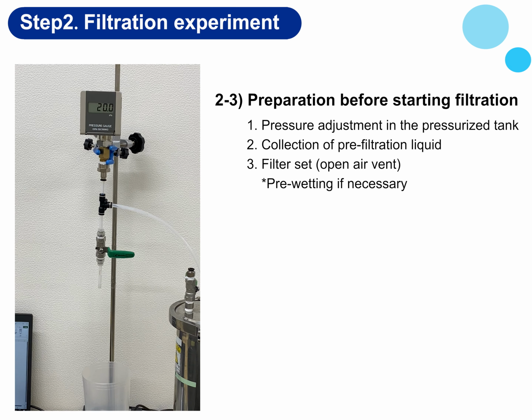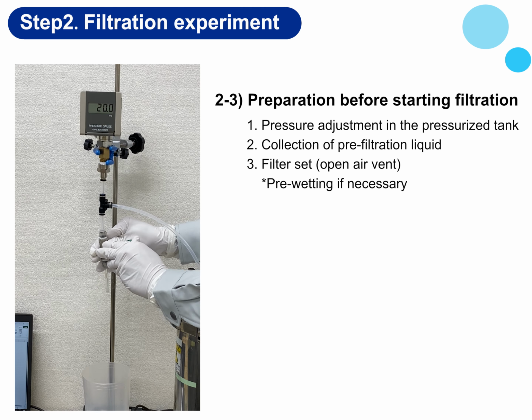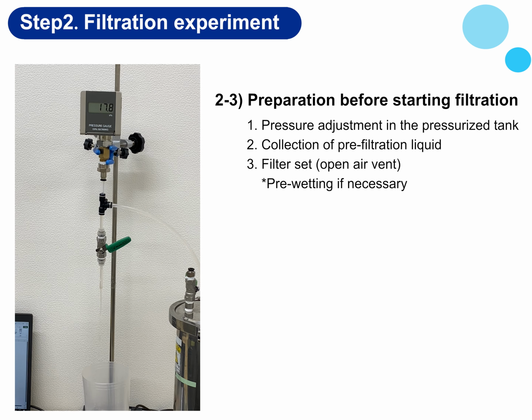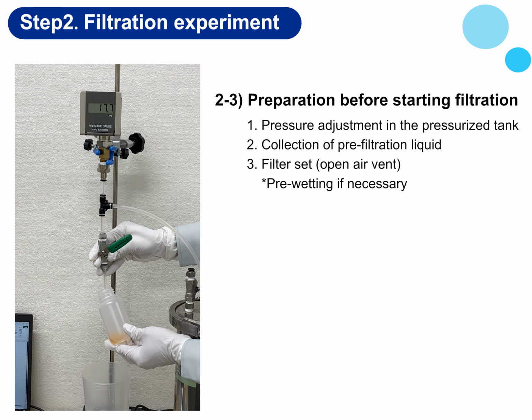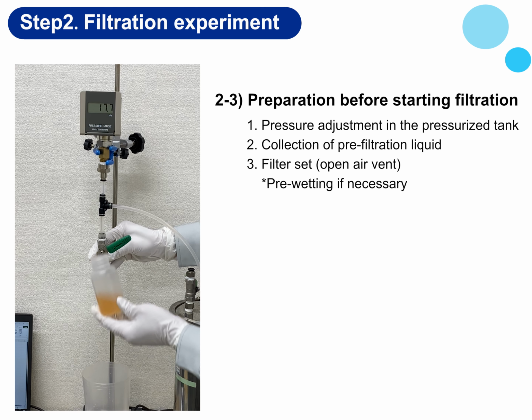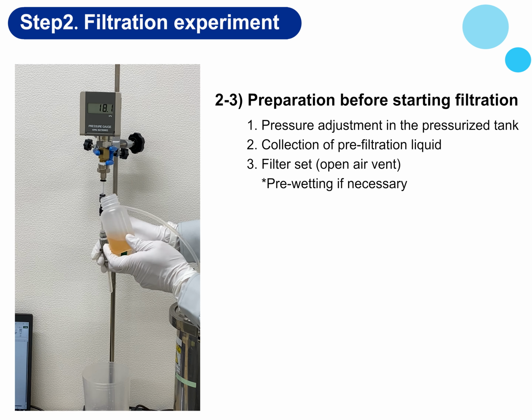To compare the quality of the liquid before and after filtration, open valve B slowly and allow the liquid to flow once the line is assembled, and take a sample of the liquid before filtration. After collection, close valve B.